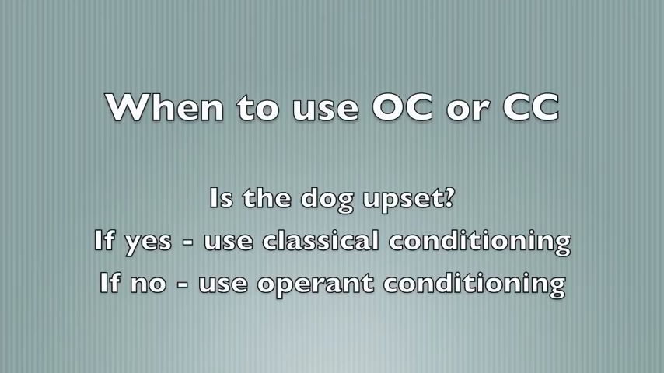So how do we know when to use operant conditioning or classical conditioning? It's actually a pretty simple decision to make. You just need to ask the overarching question, is the dog upset? Is the dog worried, anxious, fearful, aggressive? If the answer is yes, then we need to get in there and change that underlying upset emotion, and we would do that via classical conditioning.